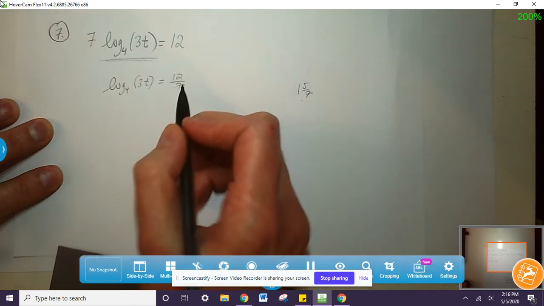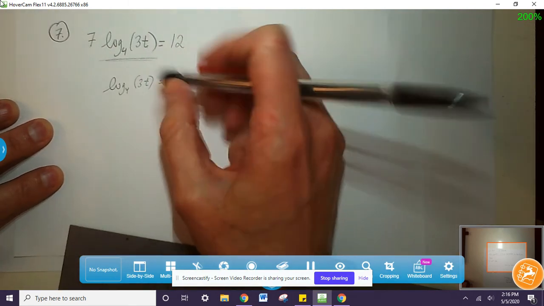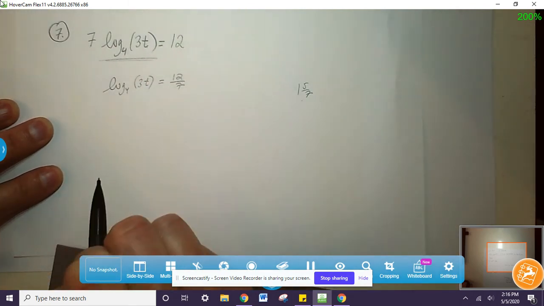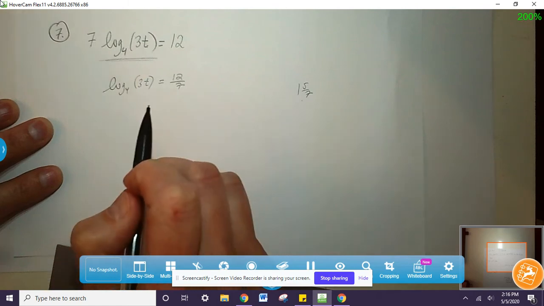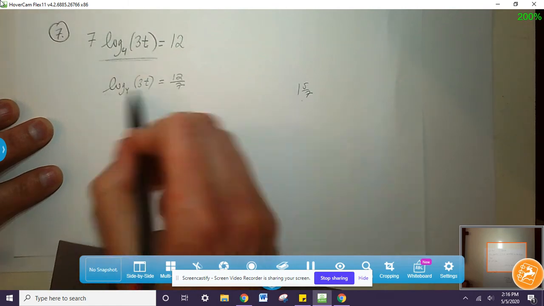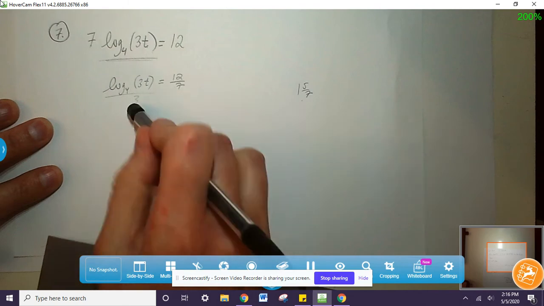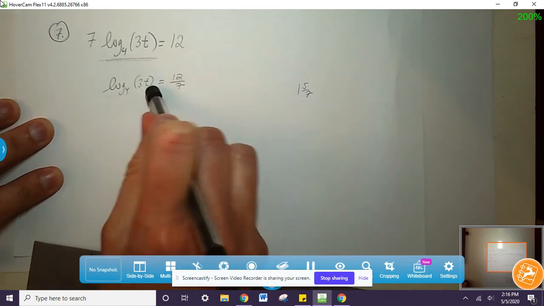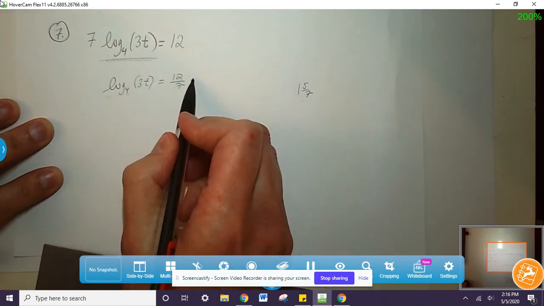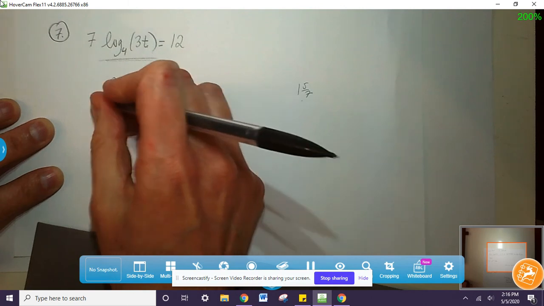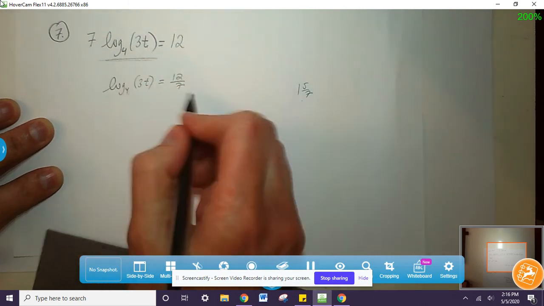Okay, so is the log isolated, or can I move anything else away at this point? The log is isolated. You can't move the 3 by dividing by 3. That's not going to move the 3 because the 3 is trapped inside the log. You can't move the 4 to the other side because the 4 is the base for the log. So the log is isolated.